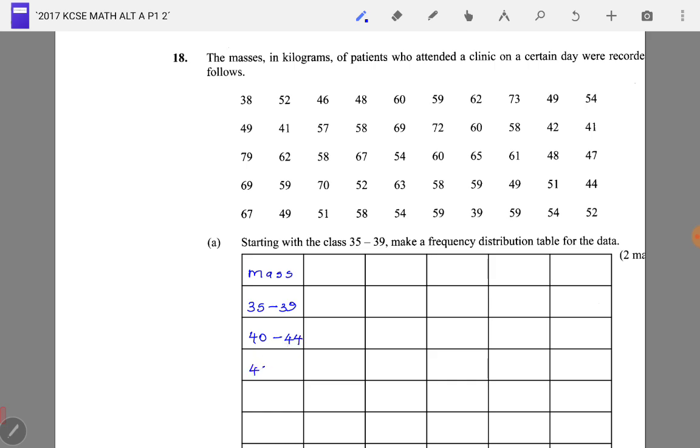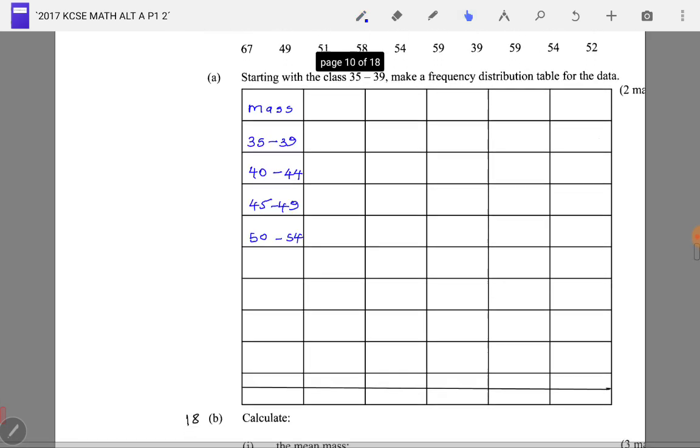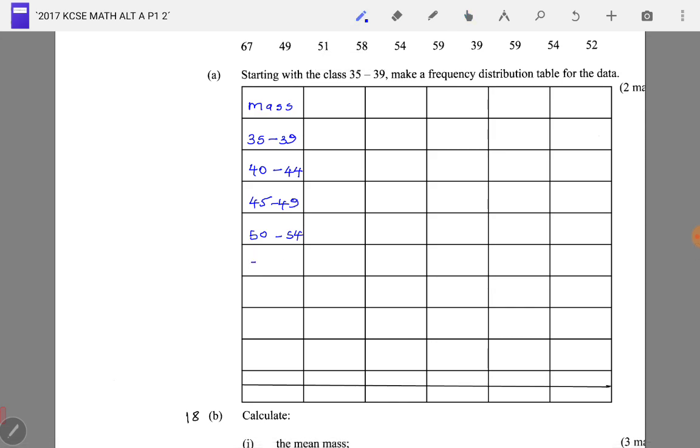Then we shall have 45 to 49, then 50 to 54, then 55 to 59, 60 to 64, 65 to 69, 70 to 74, and finally 75 to 79.